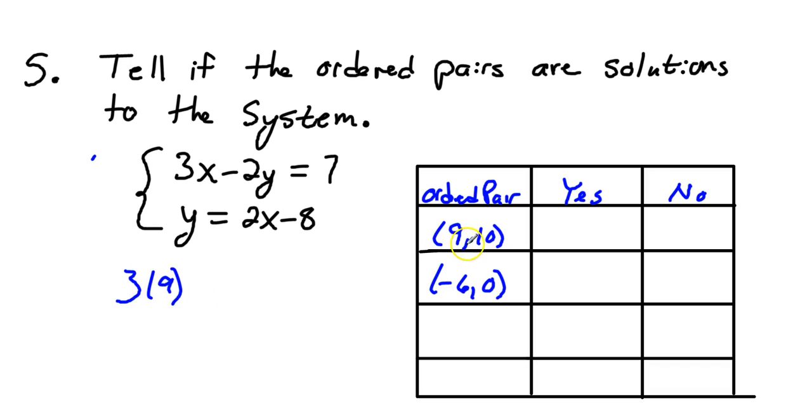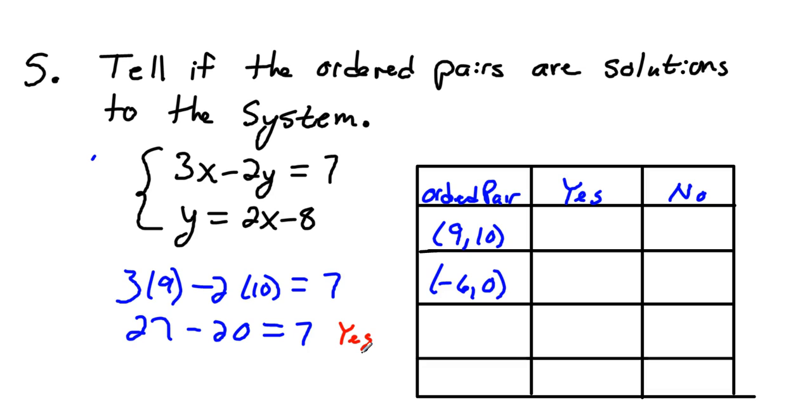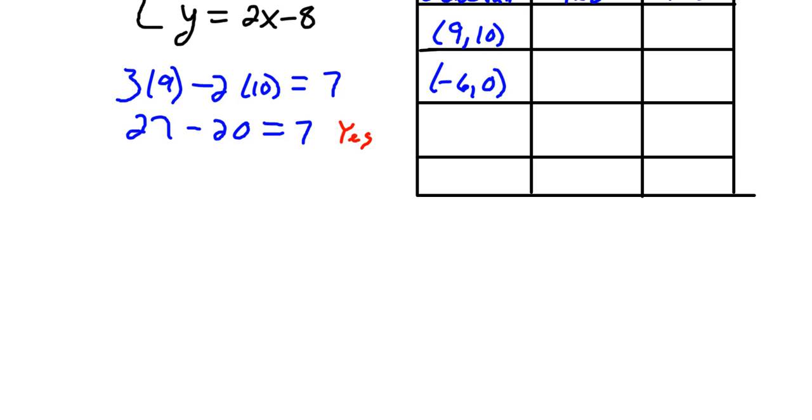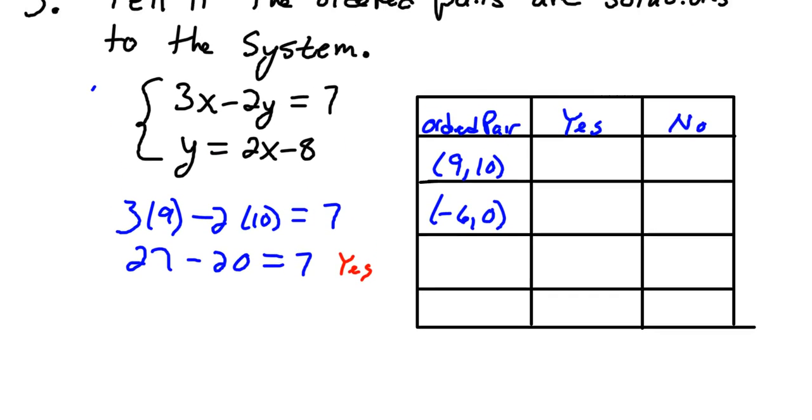So for the first ordered pair, we've got 3 times 9 minus 2 times 10. Does it equal 7? Okay, so 27 minus 20 does equal 7, so that one checks. So that one's okay. Now, if that's a no answer, you can just go ahead and mark no, because if that doesn't work, it doesn't matter what the other point is. If that first one's a no, then you're done.